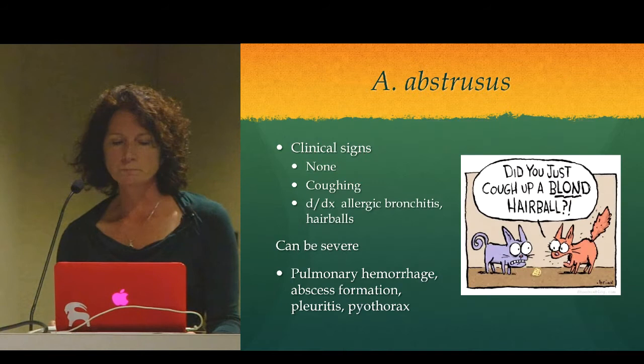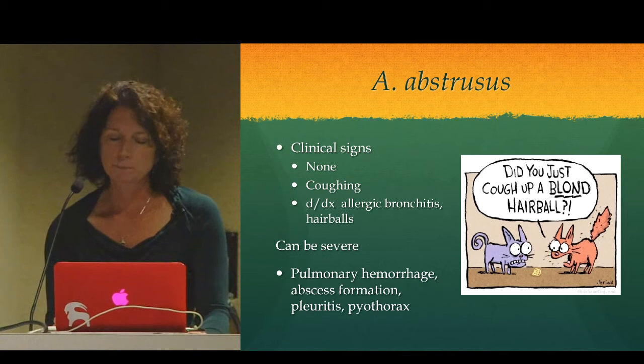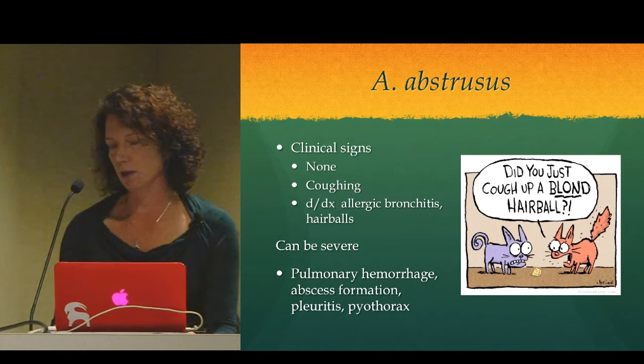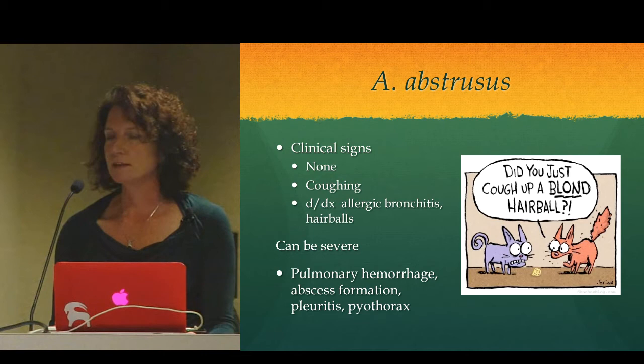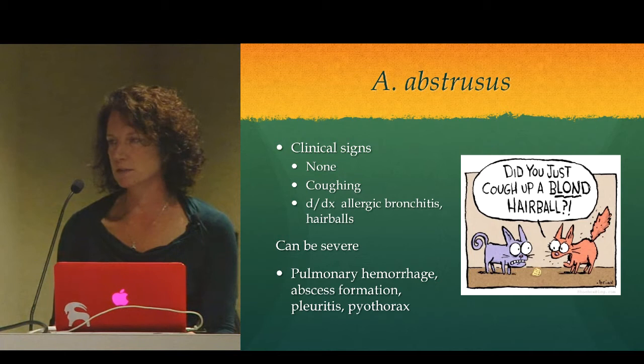Clinical signs could be absolutely nothing. So they may be completely subclinical. The next biggest one is coughing. And they do cough. They sound like people or dogs coughing. Your highest differentials are obviously going to be allergic bronchitis or a hairball. And I can't tell you how many times in the shelter we'll be like, that cat's coughing. We'll watch it for like a day to see if it coughs up a hairball. If it doesn't, it's lungworm. That's kind of how our minds work.